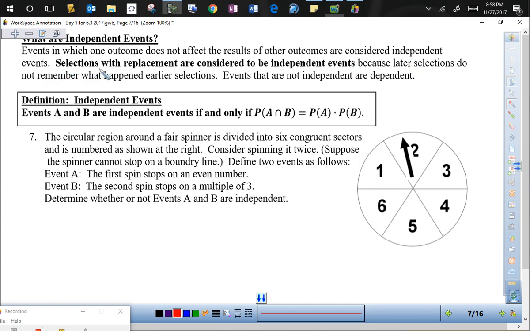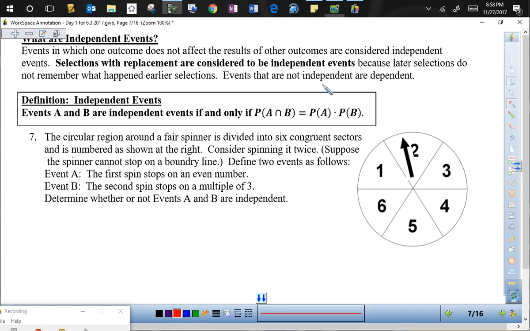Any selection with replacement, so those ones on the front page when we did with replacement, are considered to be independent because the later selection does not remember what happened in earlier selections. So let's flash back to our 2 hearts that we pulled out here. Those were independent events, the first draw and the second draw, because the second draw didn't care that you got a heart the first time. It doesn't matter. The probability was still 1 out of 4 every single time because you were leaving those cards put back in the deck.